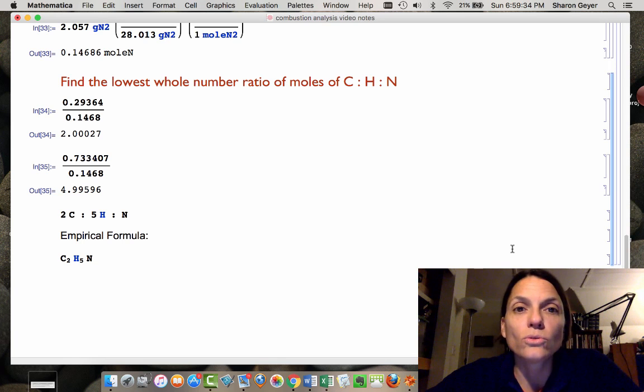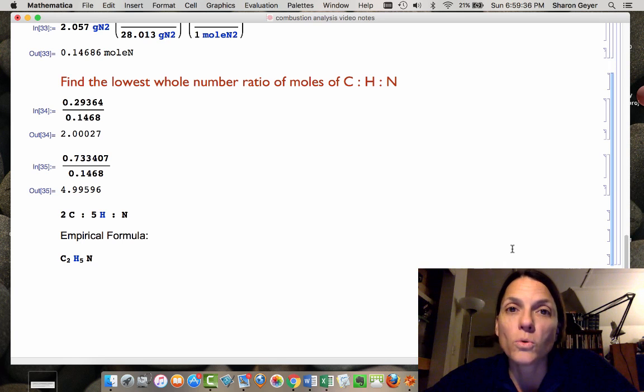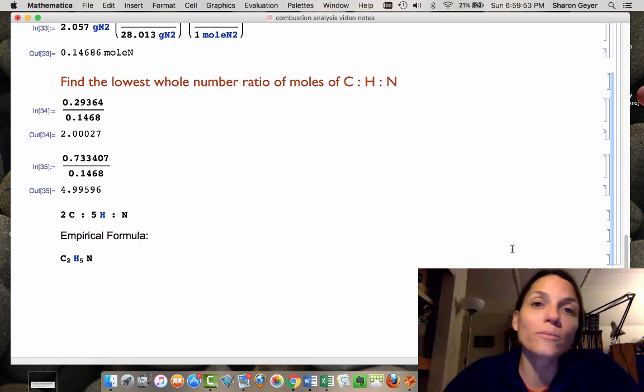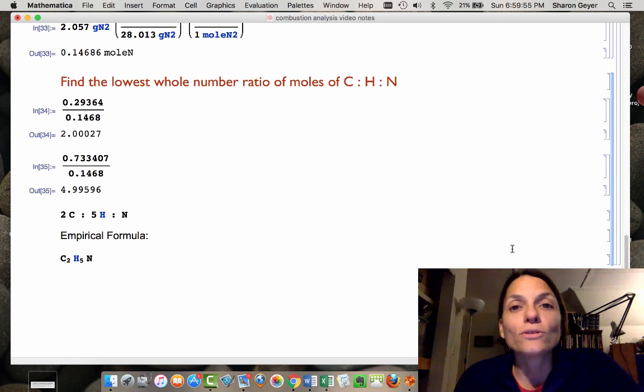So we have a 2 to 5 to 1 mole ratio of carbon to hydrogen to nitrogen. That translates to an empirical formula of C2H5N. So here's our combustion analysis. Again, we're using what we know about the combustion reaction, and we're also using what we know about stoichiometry to work backwards from the products to the empirical formula of the hydrocarbon.